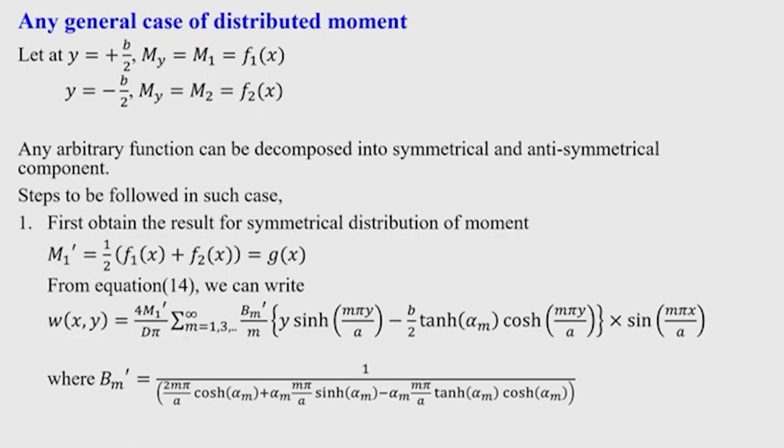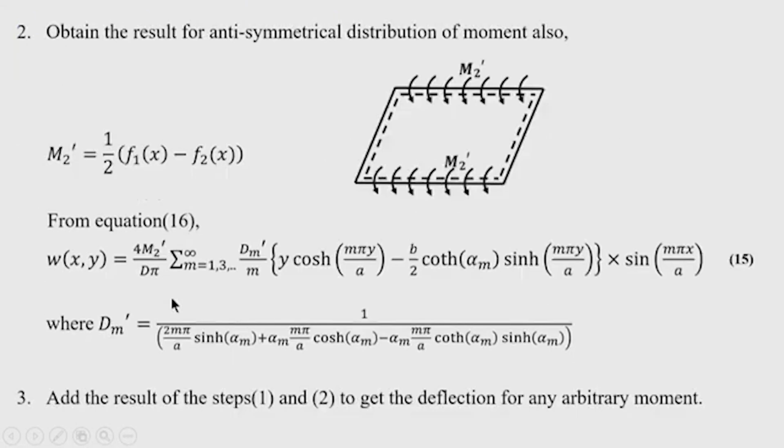Now, in the second case, the antisymmetrical term will be half of f 1 x minus f 2 x. So, that has to be used with the antisymmetrical term in the deflection that we have just analyzed for antisymmetrical moment. So, two conditions are obtained separately, one is the symmetrical moment condition and another is the antisymmetrical moment condition.